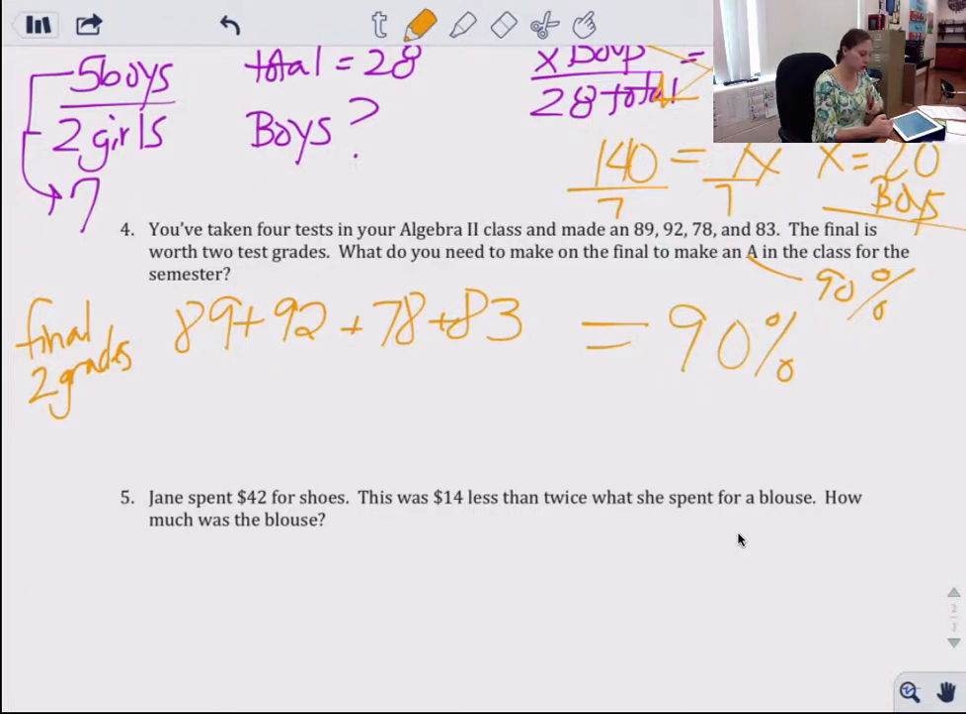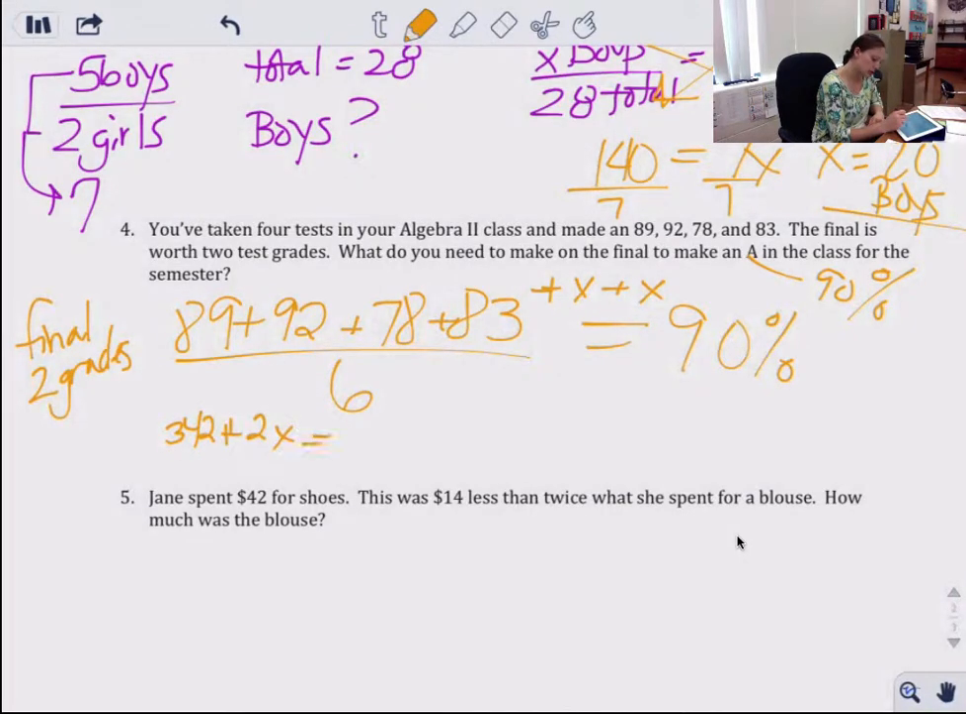Well, the final counts for 2. That means I have 2 more scores that I'm going to add in there. And the overall average of all those has to be 90 to get a 90. Well, how many scores is that going to give me? It's going to give me 1, 2, 3, 4, 5, 6. Divide by 6. And then just solve for x. If I add all those up, you have 342 plus 2x equals 90. That's over 6.